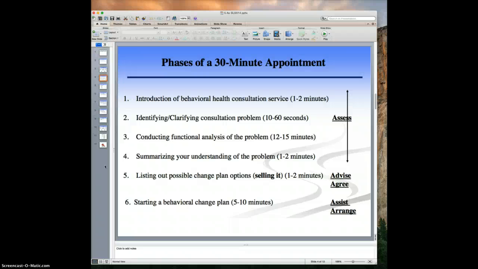So this is where you really need to sell it to the patient and let them know that you're there to help and you're going to guide them through this difficult process. And finally, starting the behavioral change plan. So again, as we move from assess, advise, arrange to assist and arrange.